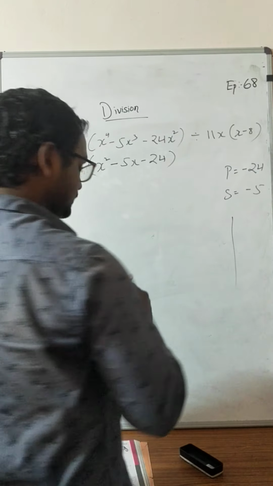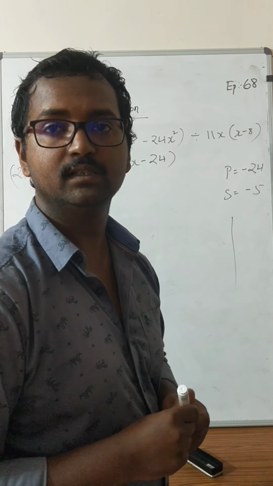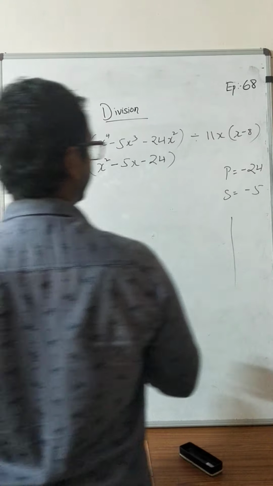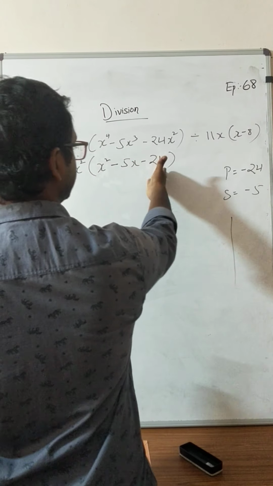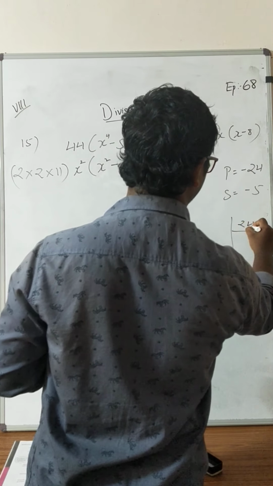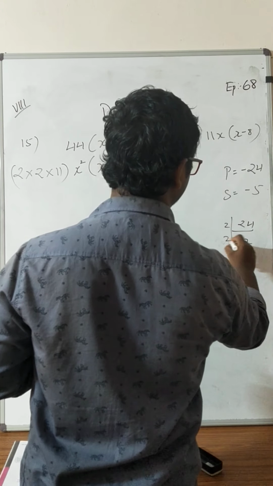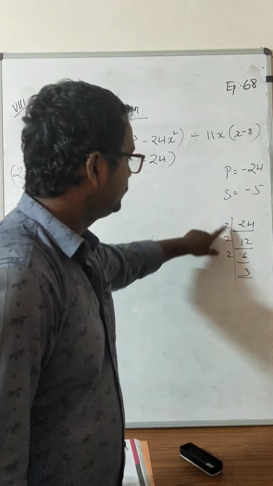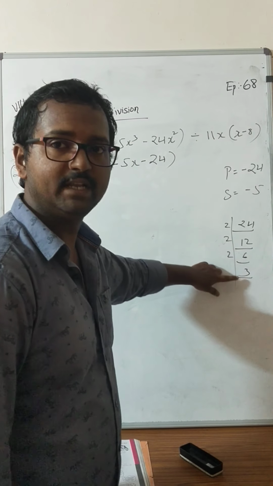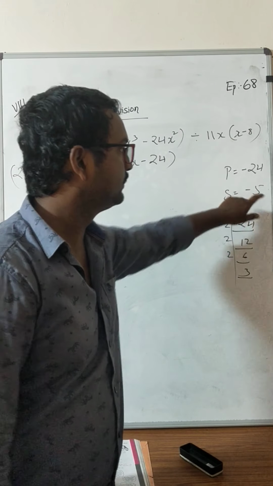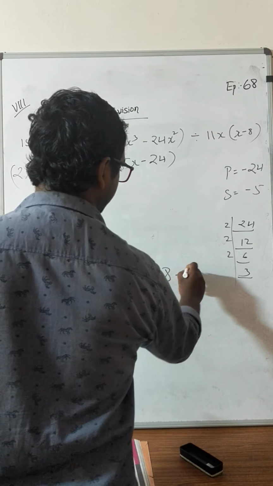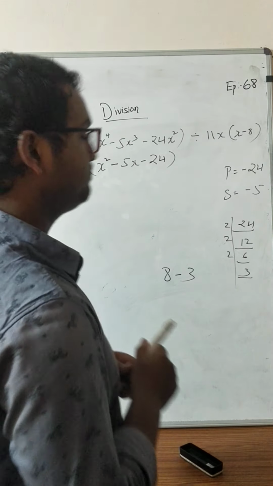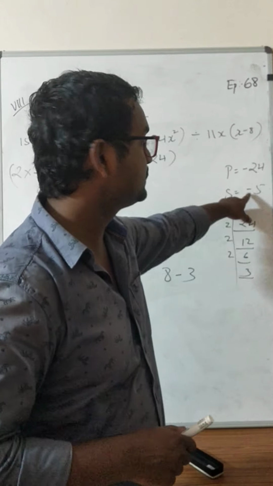So let us split the middle term using the product. Or we can say that split the sum using the product. So 24, if we take, we will get 2, 12, 2, 6, 2, 3. Now see, 2 into 2, 4, 4 into 2, 8. 8 minus 3 is 5. 8 minus 3 is plus 5. What we need is minus 5.